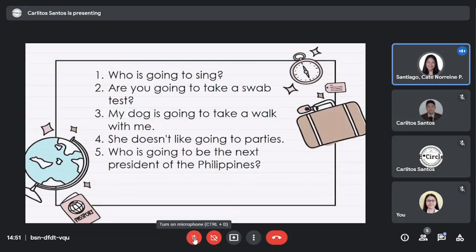Doesn't, does not. Okay. And for the last sentence, we have here: who is going to be the next president of the Philippines? Who is going to be the next president of the Philippines? Okay, Carlitos again, what is your answer? WH. Of course. Thank you for your answer. That's right. It is a WH question.